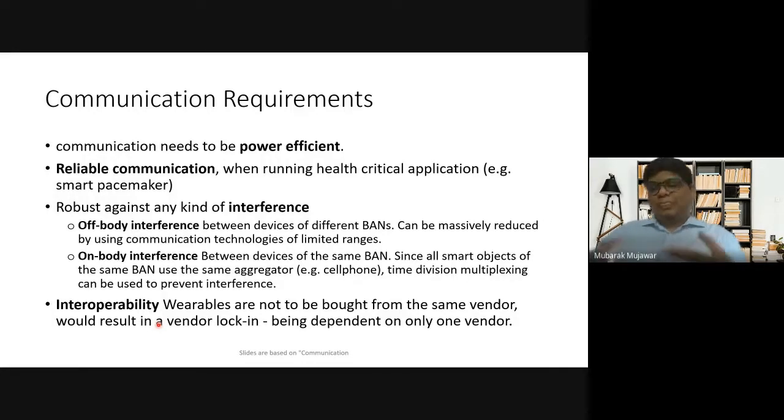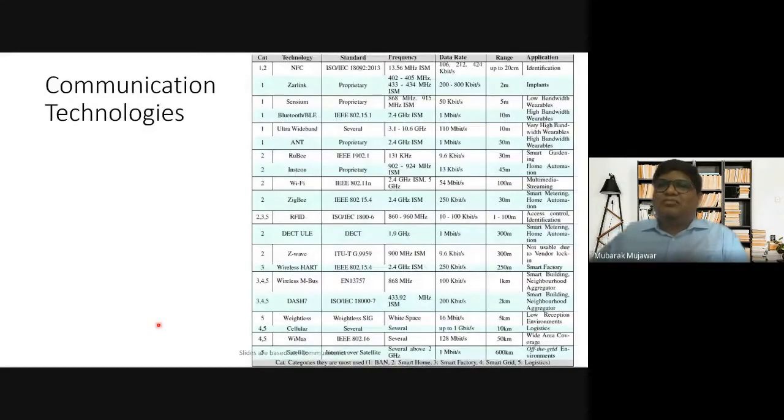So this would result in vendor lock-in, and those communication criteria will then be very much proprietary, and we have to depend every time on the vendors to unlock them. So interoperability is one of the keys for making sure that we have proper communication. So now, what are the communication criteria we are going to suggest? The first communication criteria which we can suggest from this table is category 1 communication devices.